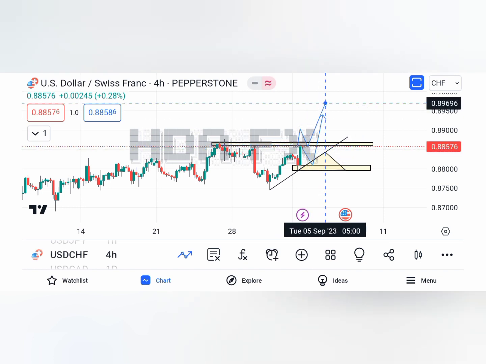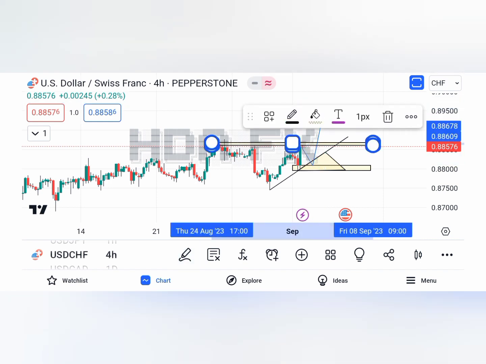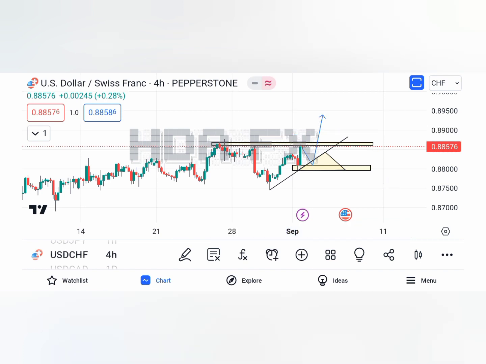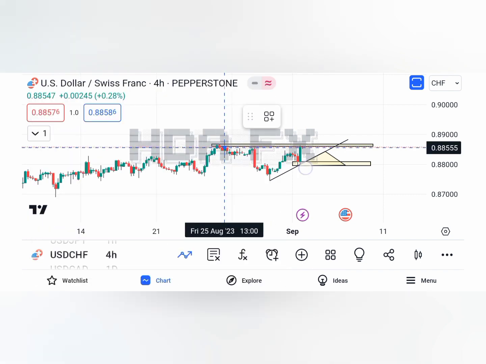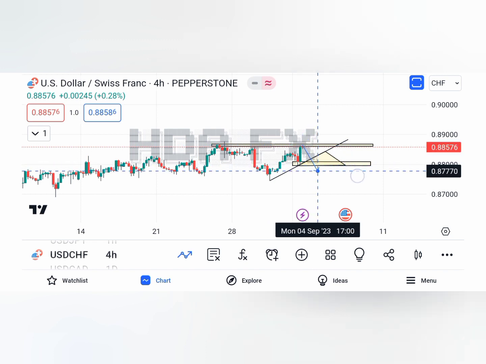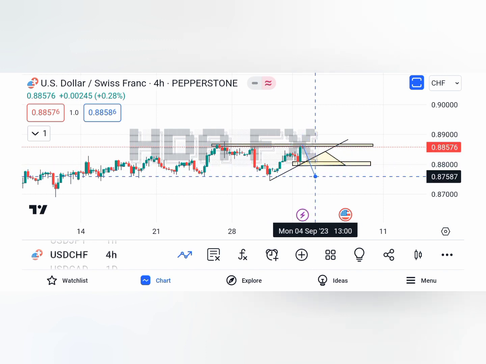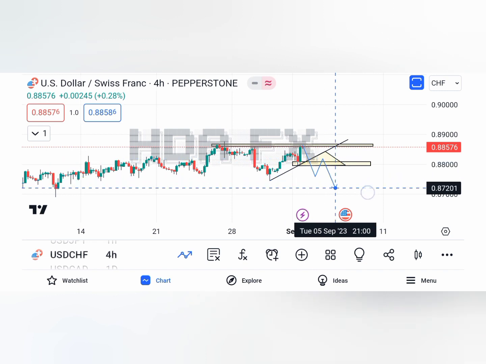So this is what I'm expecting on USD CHF. But anything can happen in the market. So let's look at the other scenario for USD CHF. Let's assume that if price breaks this whole level downward, then I want to see a retest to this zone here, then place my sell trades on USD CHF.